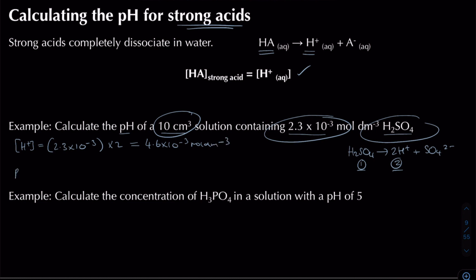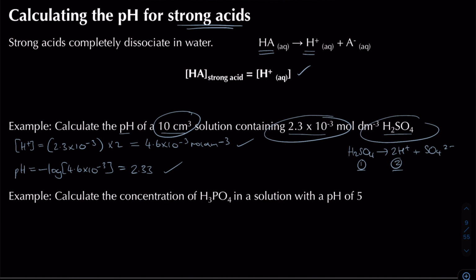I can now find pH by doing the minus log of that. I do that, and what I end up with is a value that is going to be 2.33 in terms of its pH. You get 1 mark here and 1 mark here as well. What about the next one?